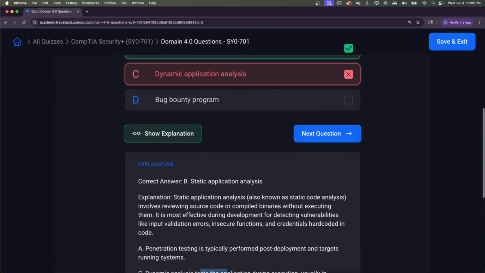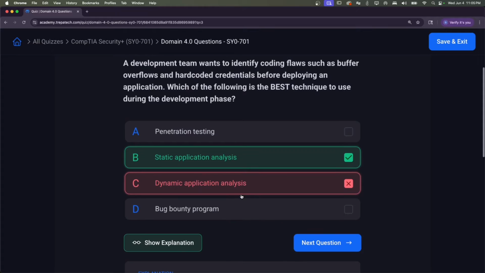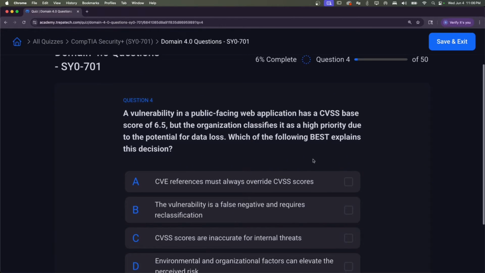So it doesn't really address, this question doesn't really address the buffer overflow. I would think you test that in a runtime environment. But I guess the hard-coded credentials, you can only look at that for static application analysis. So, okay, I get it, it's B. Let's move on. Question 4.